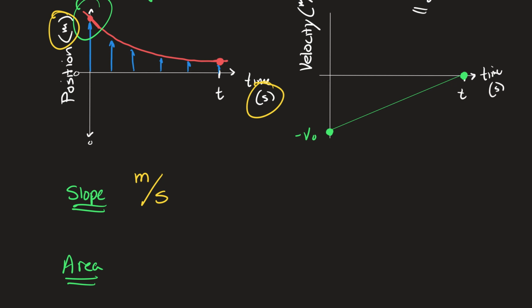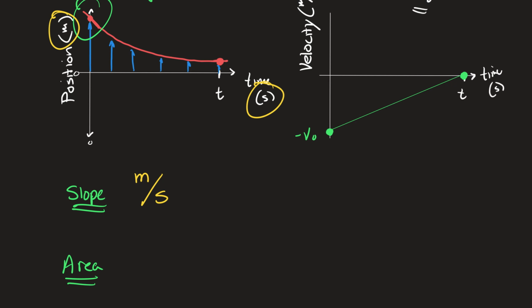So if you had never seen a position versus time graph before, and I had never talked to you about them, the slope would have units of meters per second. And if you knew that meters per second were speed or velocity, it was likely that the slope of the position versus time graph was going to be speed or velocity.